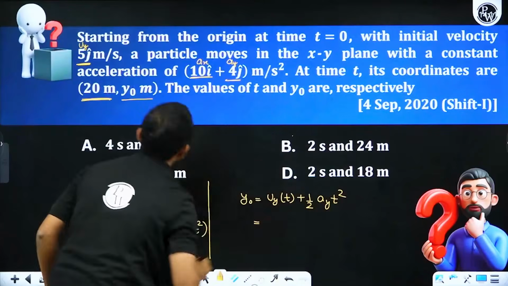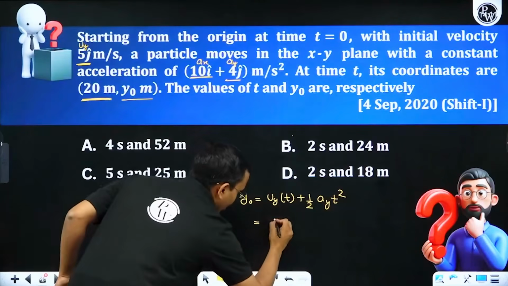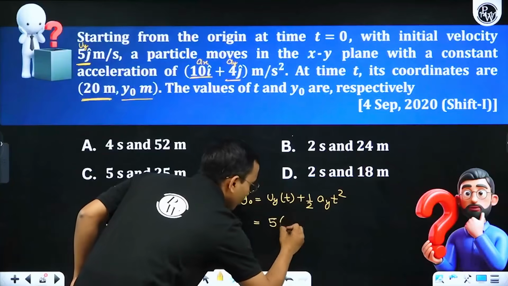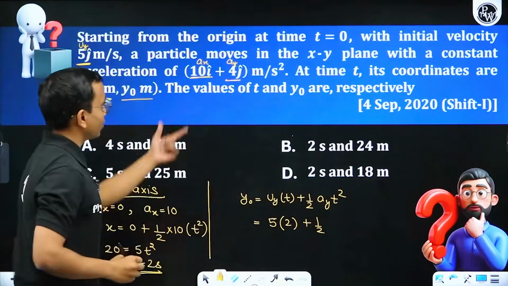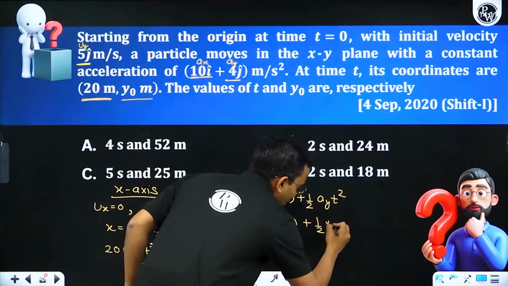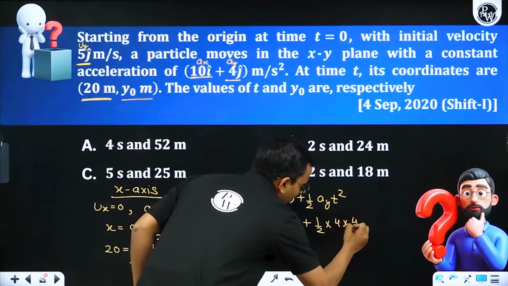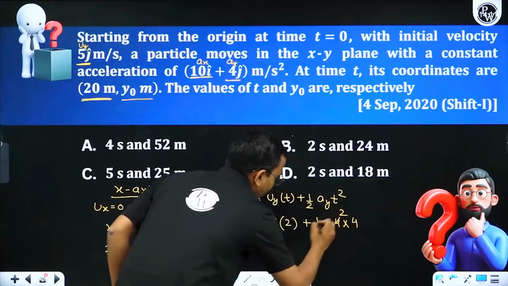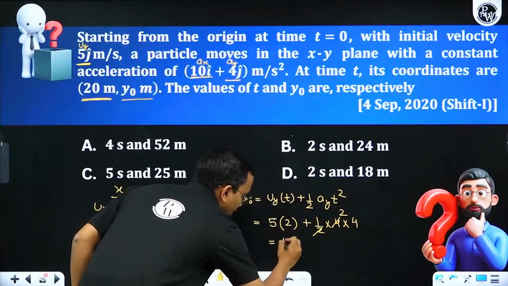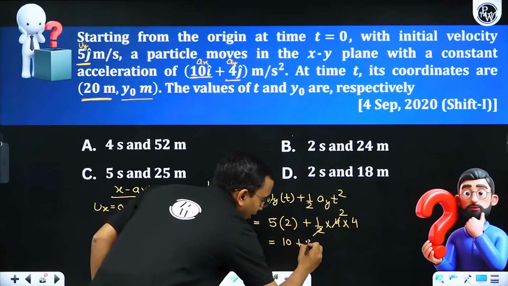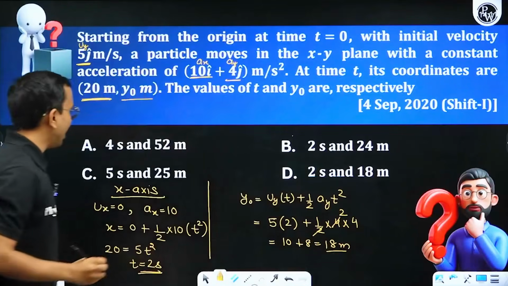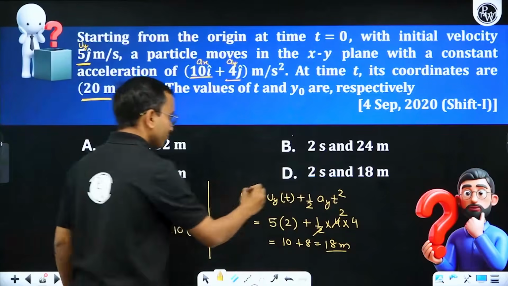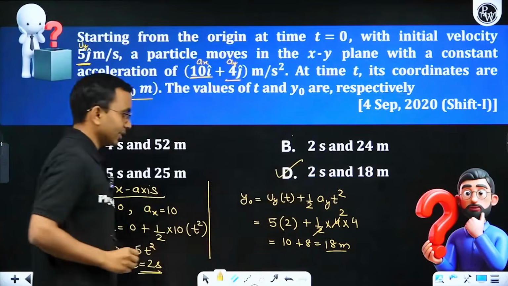What is uy? 5. What is t? t is 2. Plus what is ay? ay is 4, into 2 square, 4. So this is 10 plus 8, 18 meter. So 2 and 18. Option D is there.